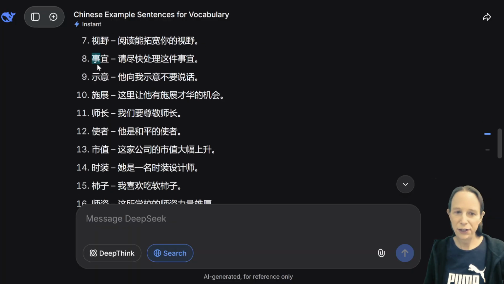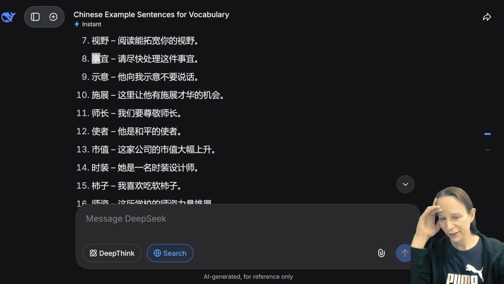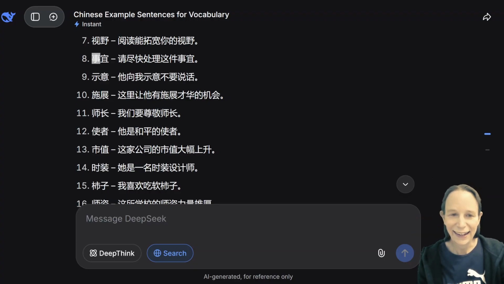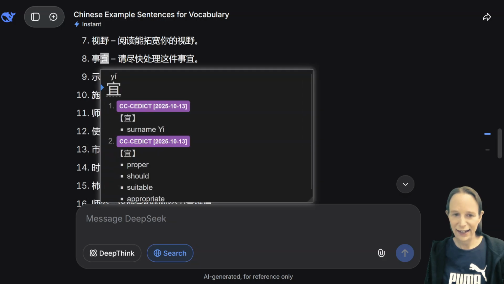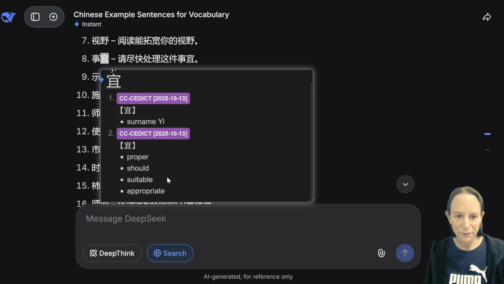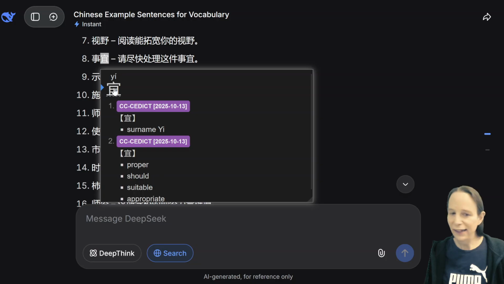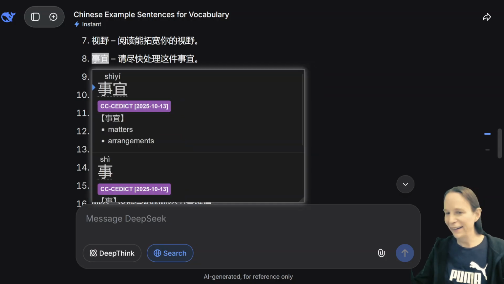All right, 事. I don't know, one of these abstract words. It's like ludicrously generalized. It's like thing, but it only applies to non-material things. Things that can be done, like tasks or something like this. 宜. I do not know what 宜 could mean here. 请尽快处理这件事. Oh, it's probably just another word for 事. Yeah, it is. What is 宜? Oh, 宜 is second tone. Yeah. I don't know.